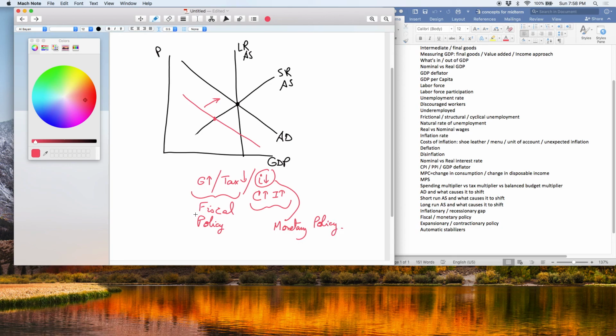Okay? And we mentioned we have expansionary and we have contractionary policies, right? Expansionary policies are policies that cause the demand curve to shift to the right. Contractionary policies are policies that cause the demand curve to shift to the left. Okay?